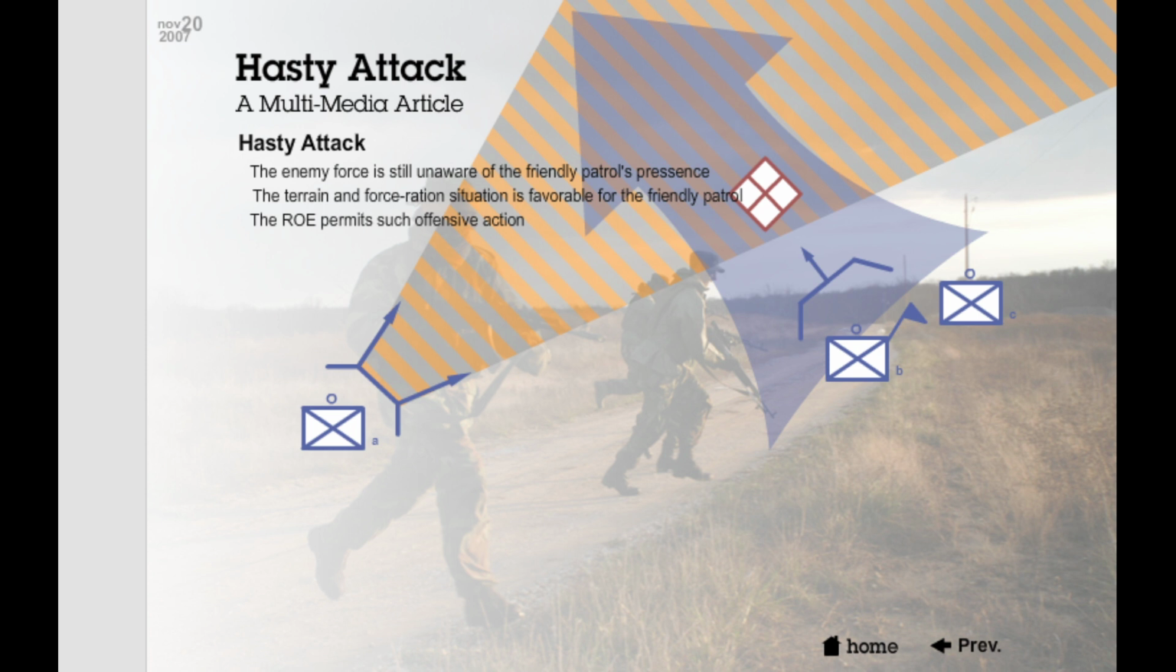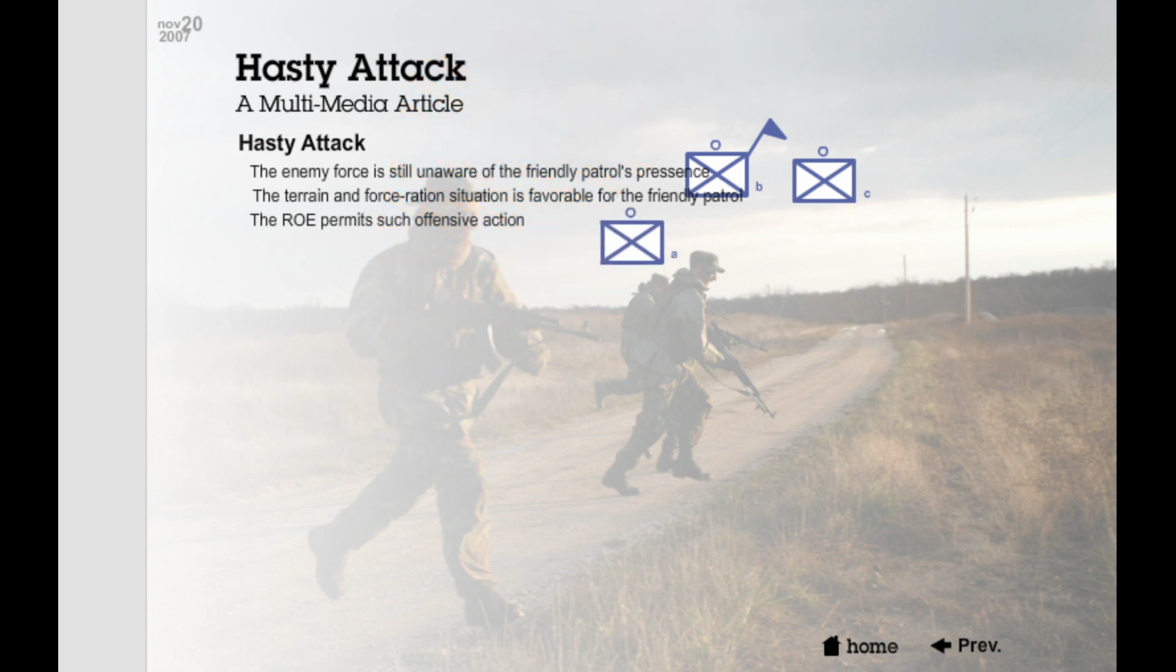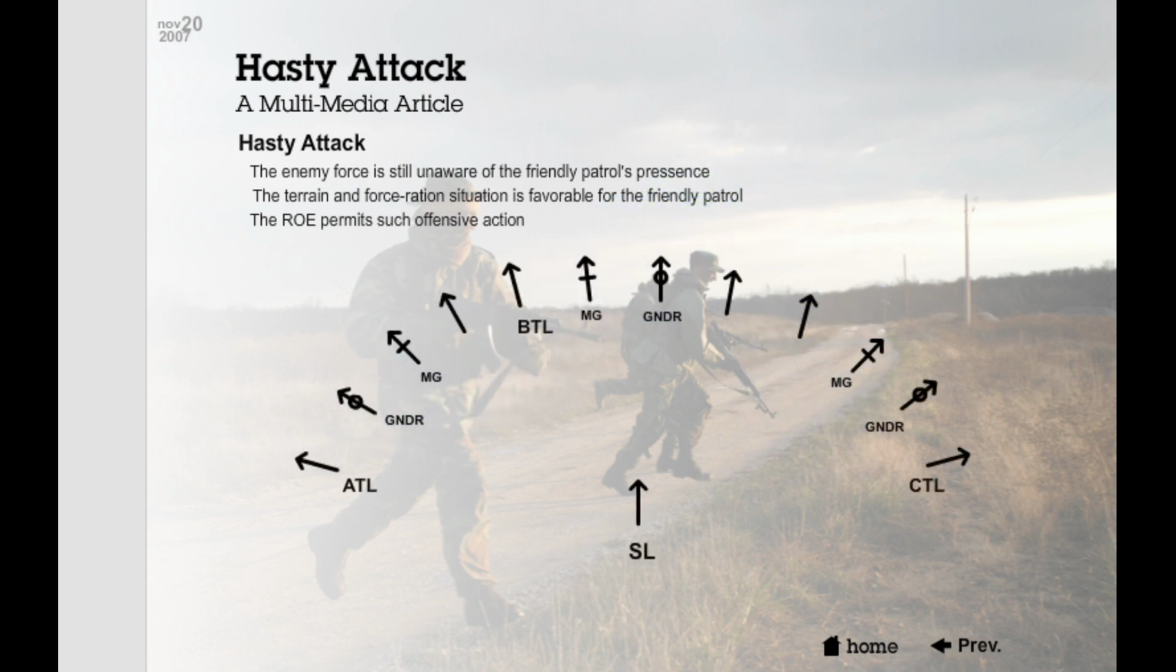Immediately, the Overwatch position shifts fire away from the assault. The bound element secures the far side of the objective and calls the Overwatch position forward. Together, the entire patrol forms a 180-degree defense to prepare for counterattack and to reconsolidate and reorganize. This is the fundamental fire, maneuver, and decision-making of the hasty attack.